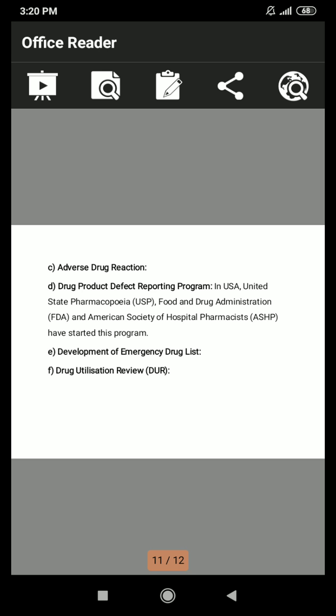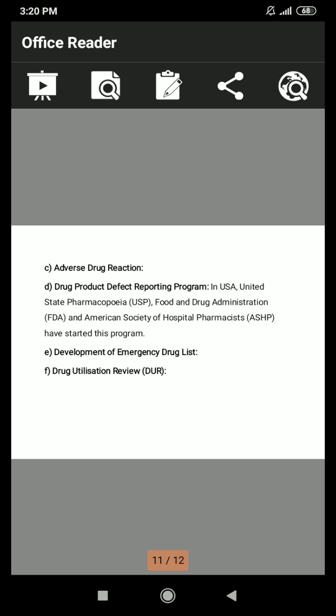The drug defects are like inadequate labels, then deteriorated or defective products, then inadequate package, etc. This information has to be forwarded to USP and FDA. Then these all are about the drug product defect reporting program.